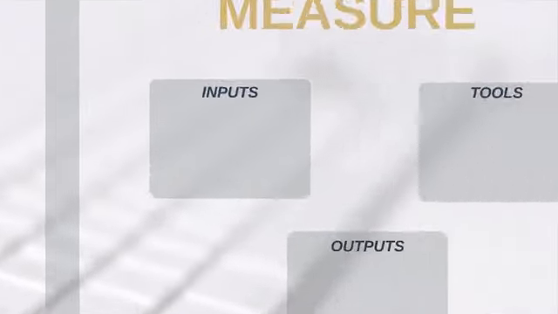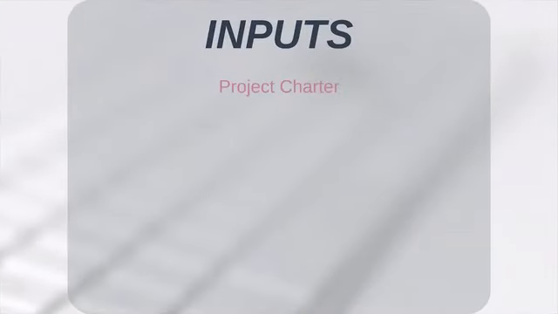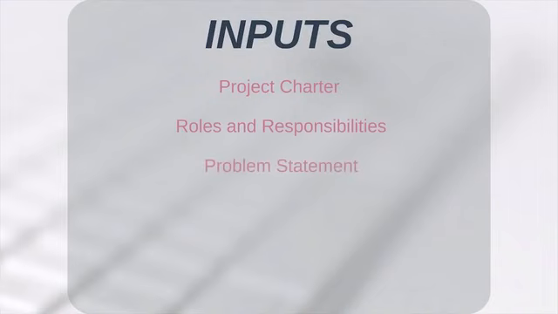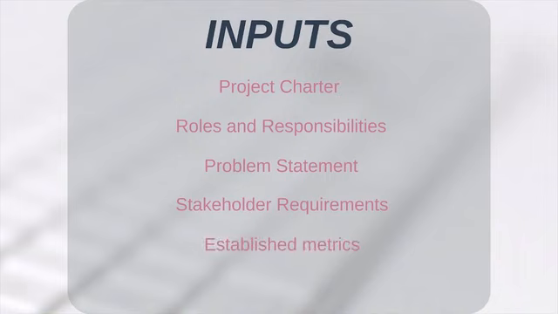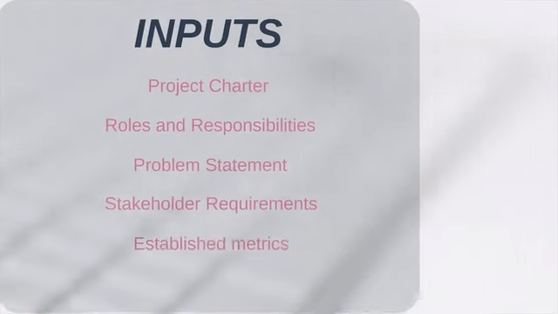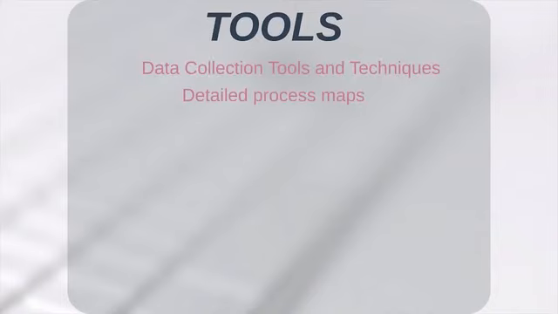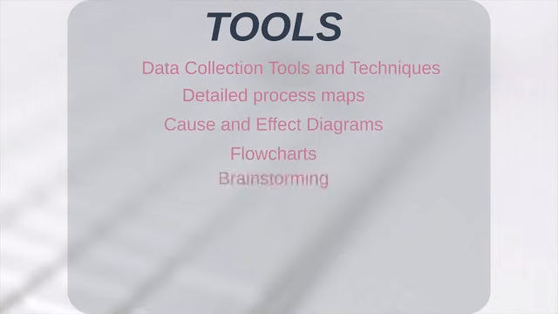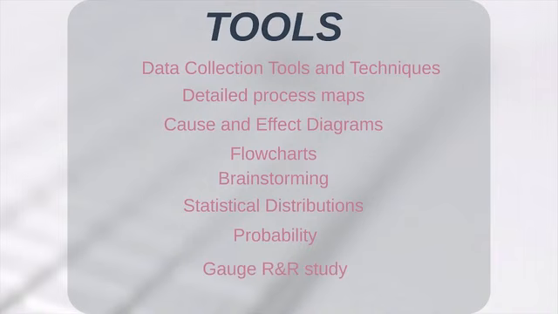The next phase is measure. The inputs here are project charter, roles and responsibilities, problem statement, stakeholder requirements, established metrics. The tools recommended for this phase are data collection tools and techniques, detailed process maps, cause and effect diagrams, flow charts, brainstorming, statistical distributions, probability, gauge R&R study.